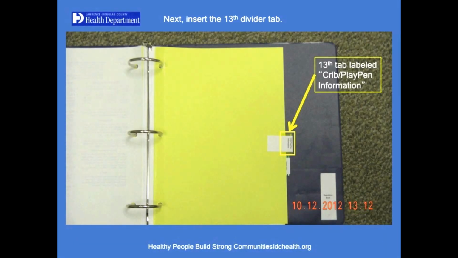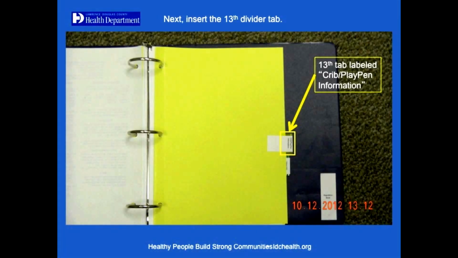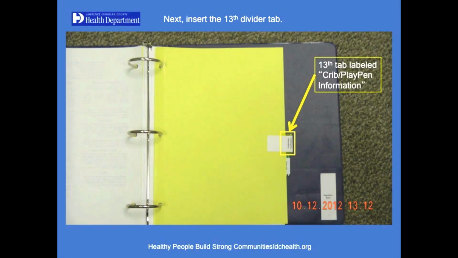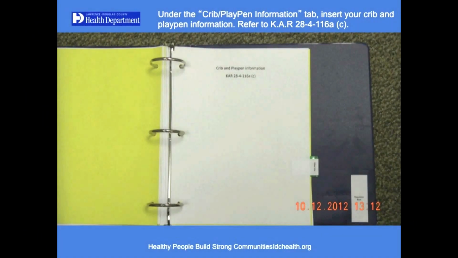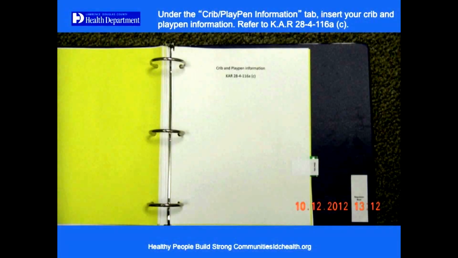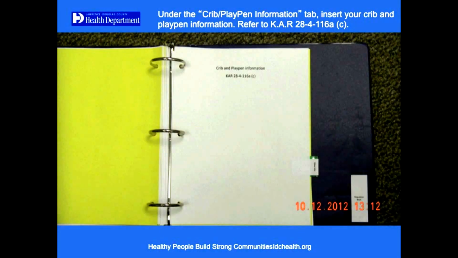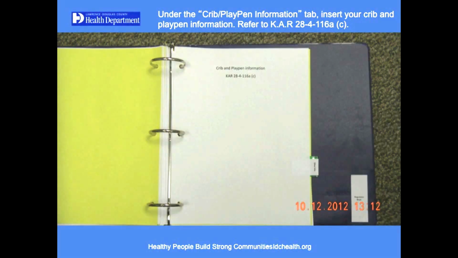Next, insert the 13th divider tab. The 13th tab is labeled Crib/Playpen Information. Under the Crib/Playpen Information tab, insert your crib and playpen information. Refer to Regulation KAR 28-4-116AC.